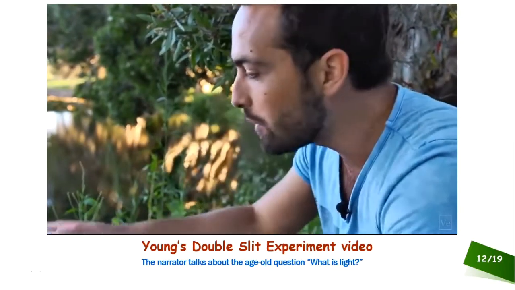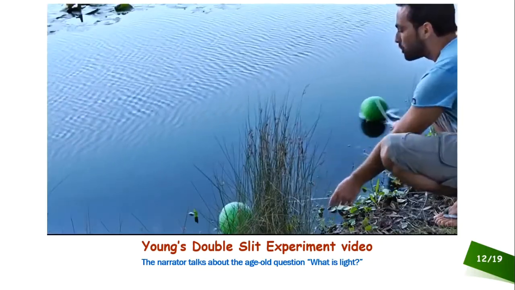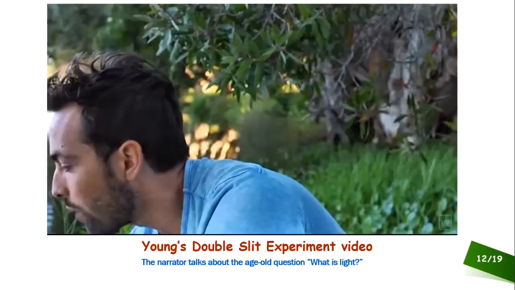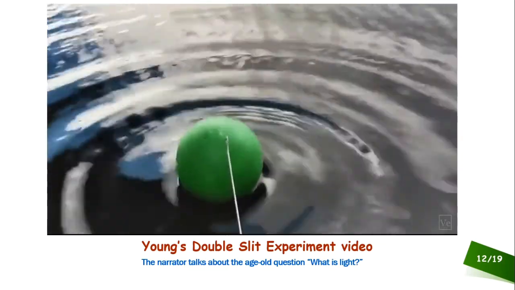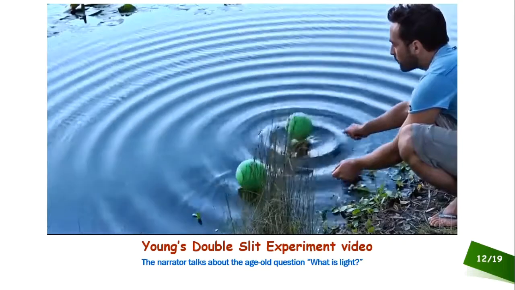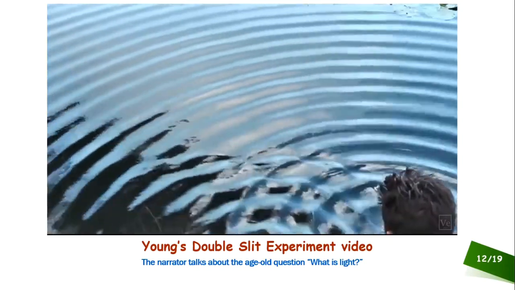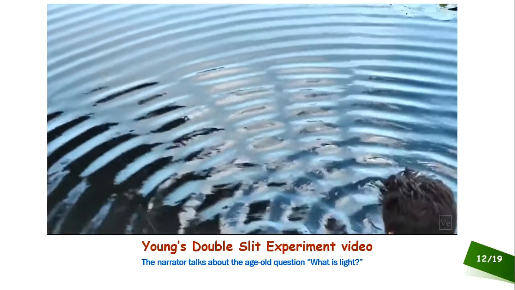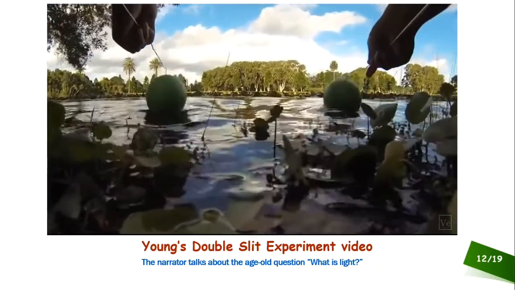I've got a demonstration here on a little pond where we can see this with water waves. I have two sources of ripples, which are basically like the two slits. When I create ripples with a single source, they travel out with circular wave fronts. Nothing particularly surprising there. But if I add a second source of ripples, then we start getting an interesting pattern. This pattern is created by the ripples from the two sources interacting with each other.